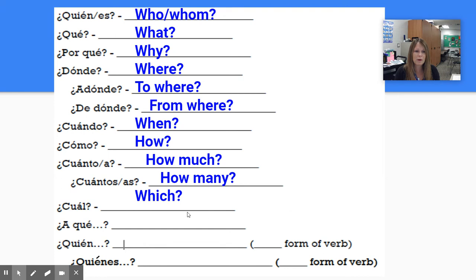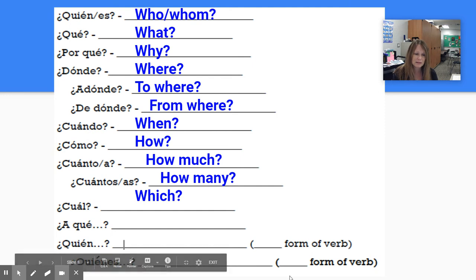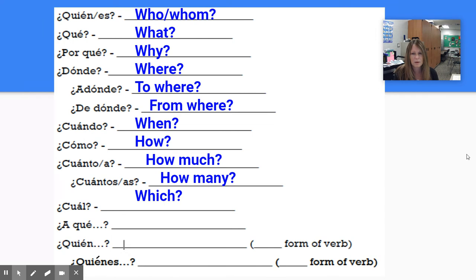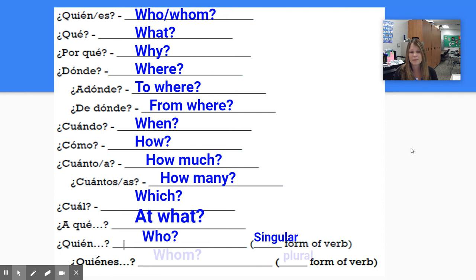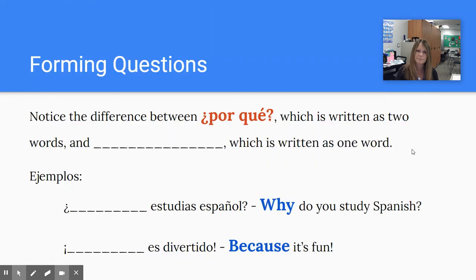Cuál is which, and I want you to add another one where cuál has an es at the end. So cuáles is the plural. If you just add es onto this word, cuáles also means which ones, okay? A qué means at what. Quién, again, just like we have at the top, means who, and that's if you have a singular form of a verb. Quiénes means whom, and it's the plural form of the verb. So if I said quién canta, it'd be who sings. But if I said quiénes cantan, that'd be asking about several people.